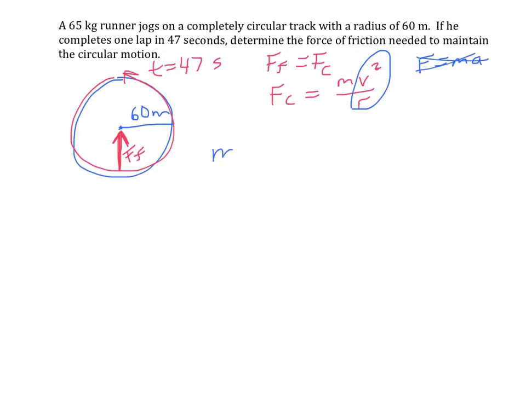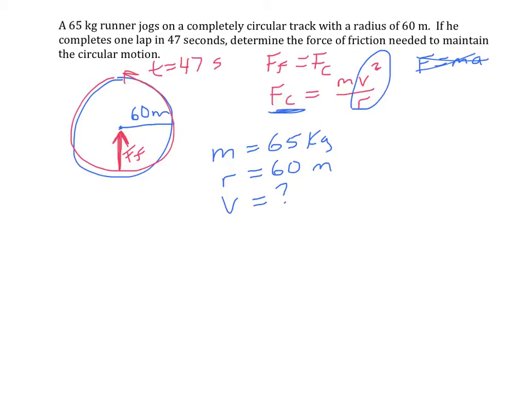Well, we know the person's mass. Their mass is 65 kilograms, so that's fine. We know the radius is 60 meters. The one thing we are lacking is we do not know the velocity at this moment. So in order to find the centripetal force, we need m, v, and r. So we have to find v. It's not given to us. We got to calculate it.